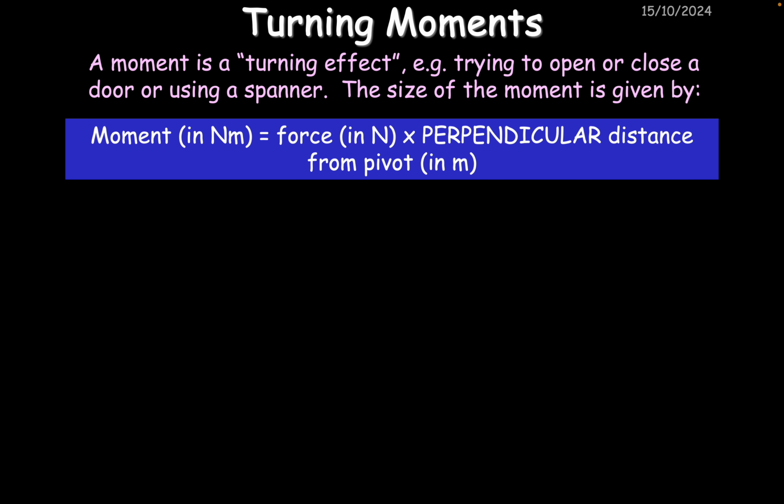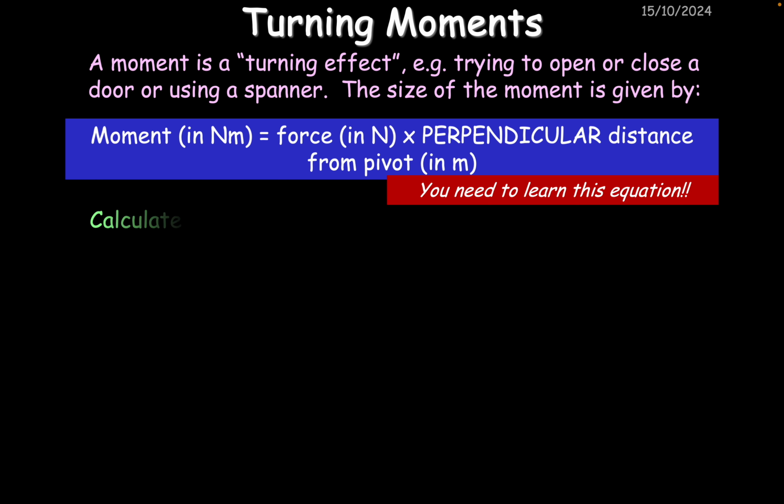So if the arrow is at an angle, you need to be careful how you determine what the perpendicular distance is. Okay, so for IGCSE Edexcel Physics, you need to learn this equation. For those of you doing double award and doing the physics for it, this will not be in your exam. This comes in paper 2, which is for physics IGCSE students only.